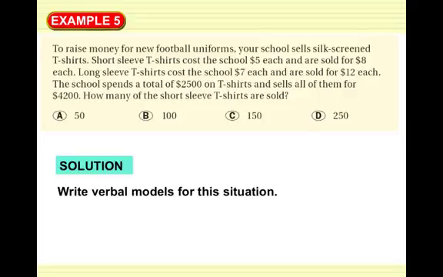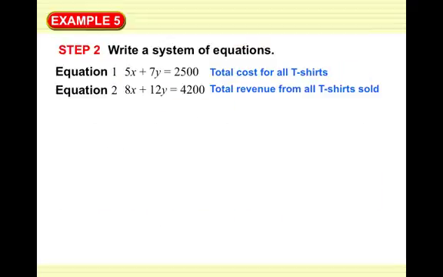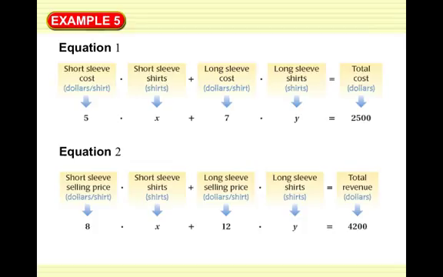Okay, so we're going to write verbal models here. One is for the cost, and then the next is going to be for revenue. We've got short sleeve cost, 5, times short sleeve shirts, so x, plus long sleeve cost, so 7, times long sleeve shirts, so y, equals the total cost, which was $2,500. Okay, so we're going to look at revenue now. They bring in $8 on each of the x shirts, the short sleeve shirts, plus $12 for each of the y shirts, the long sleeve shirts, and that's going to equal $4,200.